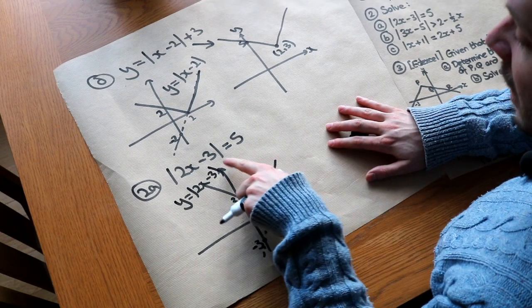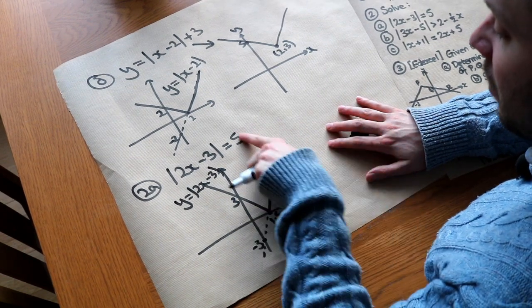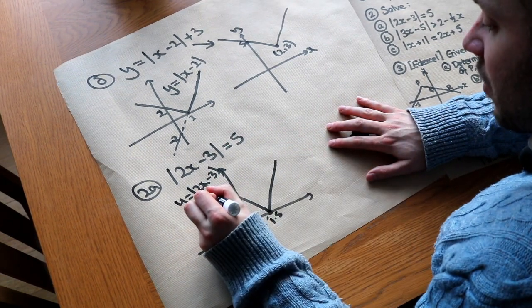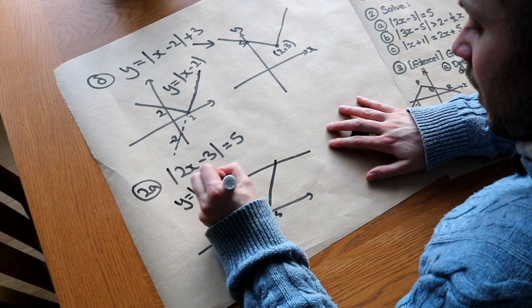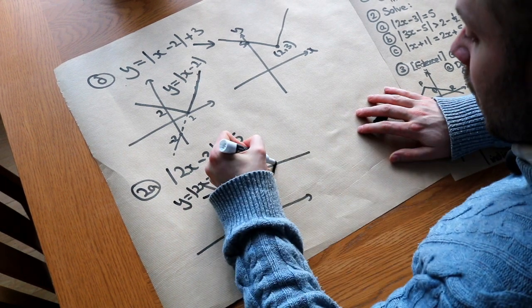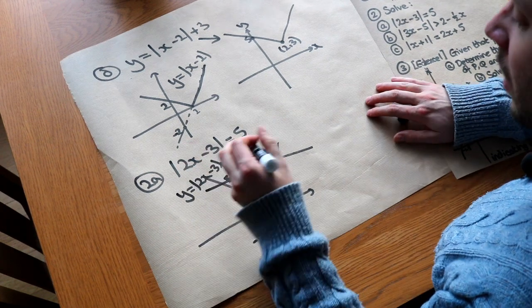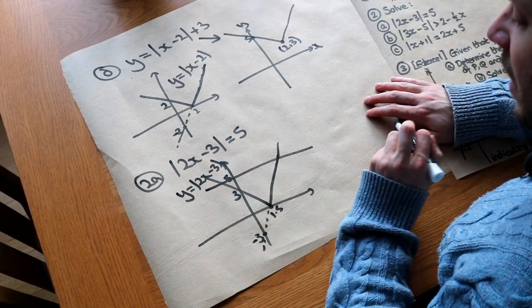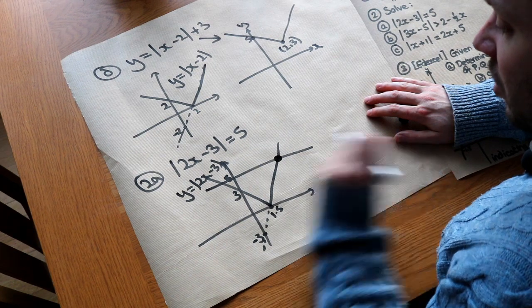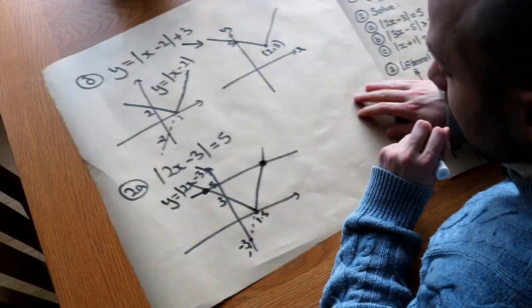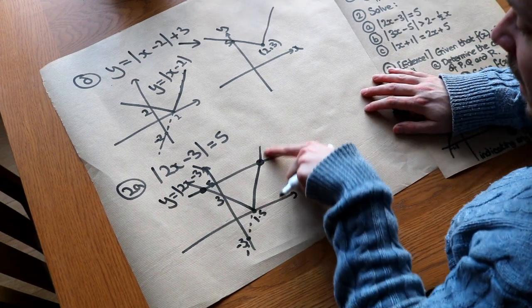Now we've also got to sketch y equals the right-hand side. So that's y equals 5, and that's just a horizontal line like that that goes through 5. So the solutions to this equation will be where these two lines intersect. So we've got this point of intersection and this point of intersection. Now this particular line here.